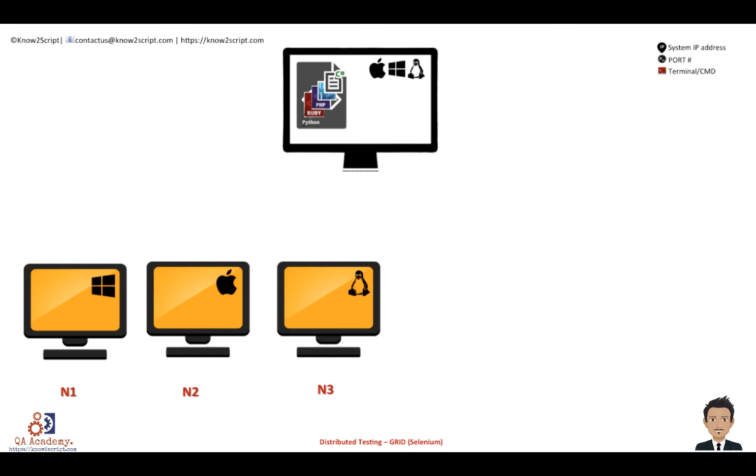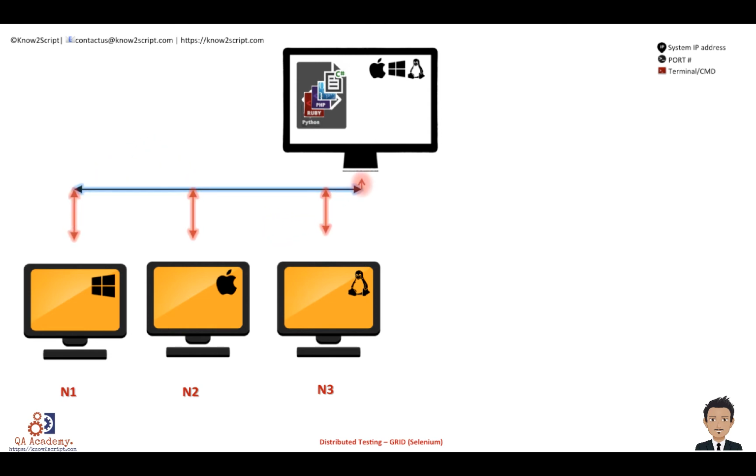Now I would like to connect all these computers to the same network. Whenever you are working with a grid, it all depends upon the way the servers are communicating with each other, and the hub server should reach the node and the node should reach the hub. That means the communication should be bilateral, or two-way communication. This is possible when all the computers are connected to the same network configurations. Now I will connect all these computers to the same internet connection.